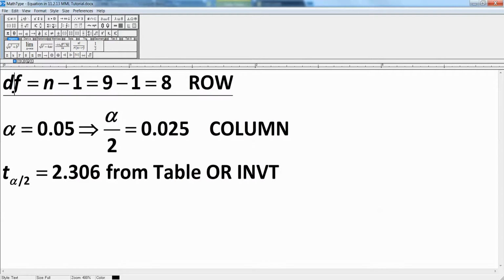Your degrees of freedom is 8, right? It's n minus 1, which is 9 minus 1, which is 8. That's the row on the t-table that you're going to go to. And your alpha was 0.05 because it was a 95% confidence. Let me put that in.